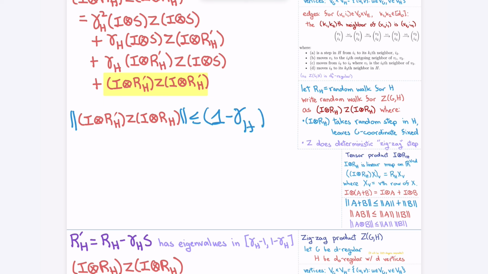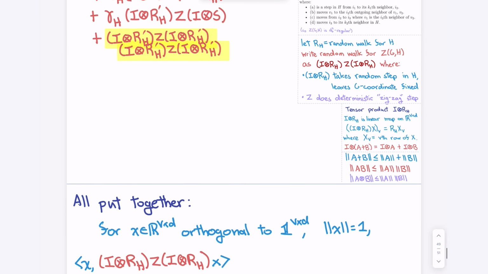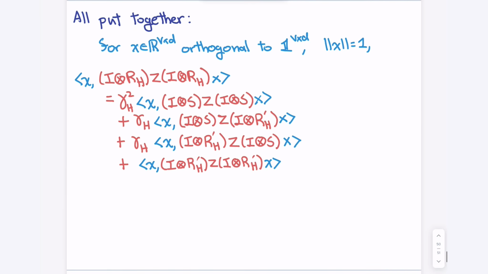I guess this is (1 minus gamma h) squared. 1 minus gamma h times 1 times 1 minus gamma h. Okay, so you start putting everything together, and so we already know that in our overall zigzag product, the first eigenvector is the uniform distribution because it's still a bound uniform degree graph. Okay, so we're working in the space orthogonal to this.